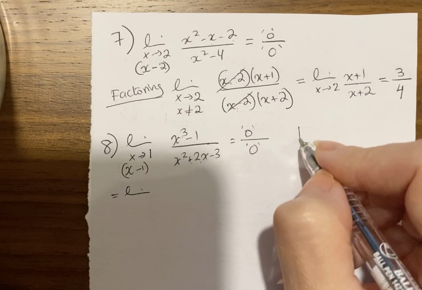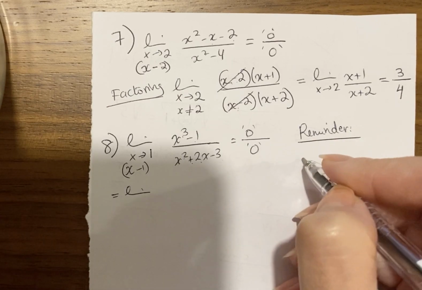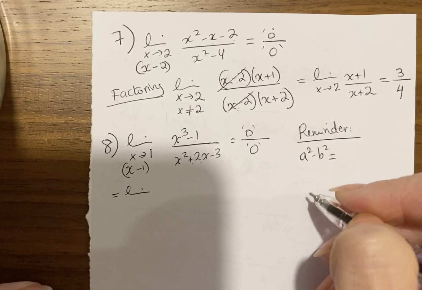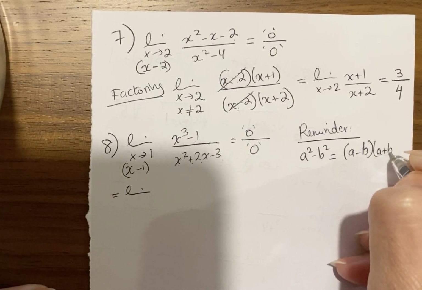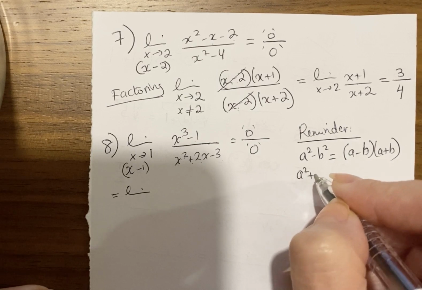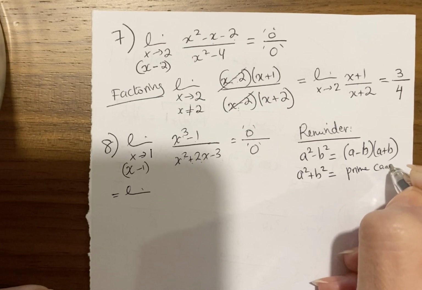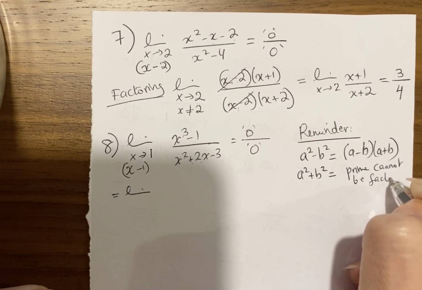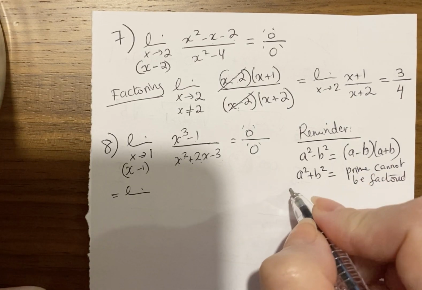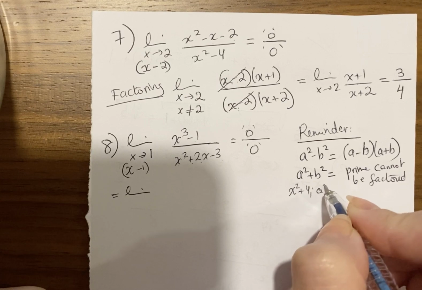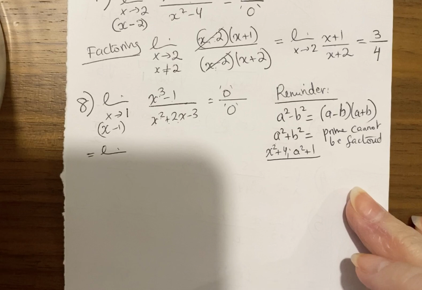Now, let me give you a reminder. Just as we have the difference of two squares, a squared minus b squared, what is the factorization? (a minus b) times (a plus b). A squared plus b squared can never be factored. We say it's prime, it cannot be factored, as it's never equal to 0. A squared plus b squared, meaning something like x squared plus 4, or a squared plus 1. Many students factor this. It cannot be factored. Please remember that.